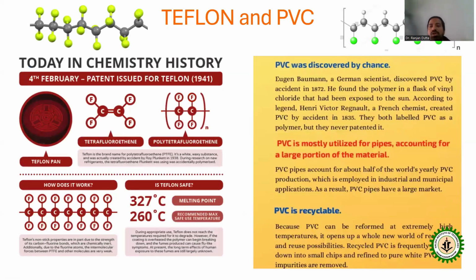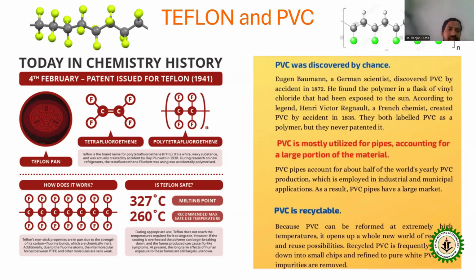Now, two other very important polymers which can be made by the free radical mechanism are Teflon and PVC. Teflon is a synthetic polymer made by addition polymerization from the monomer tetrafluoroethylene. So it's a fully fluorinated polymer, and you can see it from the left side. And PVC is a synthetic polymer made from vinyl chloride by addition polymerization.